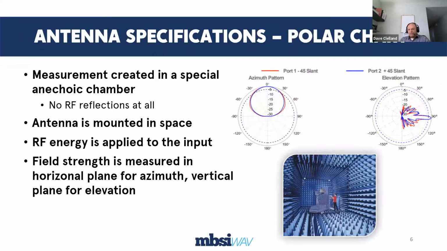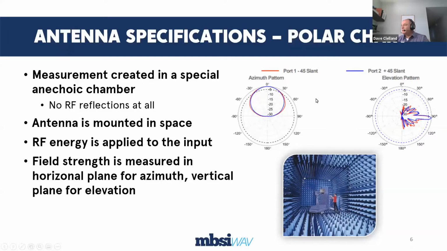So antenna manufacturers create what's called a polar chart. This polar chart is the most important information that we have about the radiation pattern of a particular antenna. It usually is in two planes: the horizontal plane, which we see on the left-hand side here, and the vertical plane, which we see on the right-hand side here.